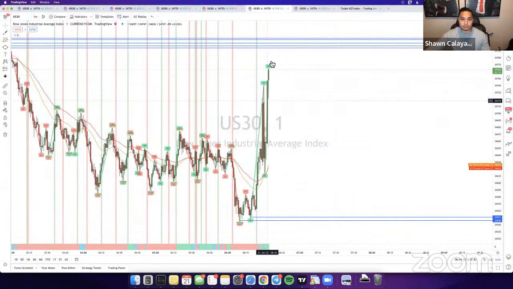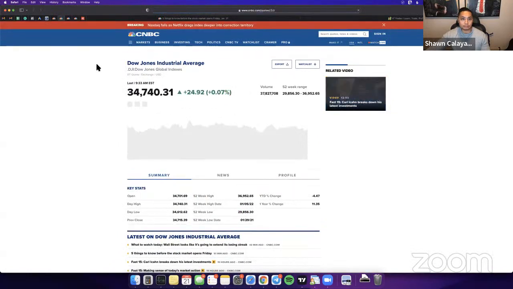Anyways, price is pushing up right here. It's probably going to hit the rest of the liquidity up here. Fundamentals are still red. They're not green yet, or they're green now.